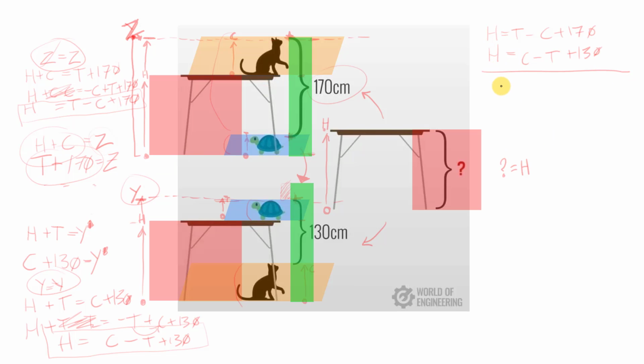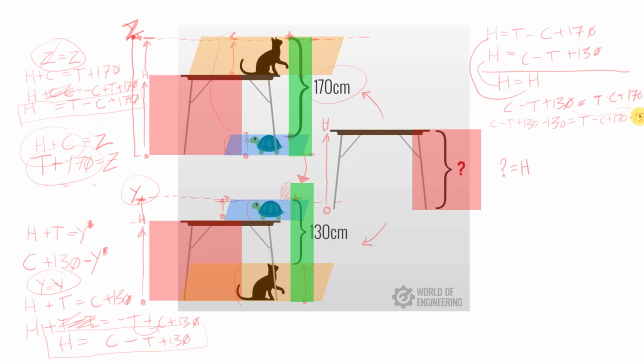So let's do h equals h, right? We see it right above. H equals h. Let's substitute. C minus t plus 130 equals t minus c plus 170. All right. Let's start to figure some of this stuff out. Let's move 130 over to the other side. So c minus t plus 130 minus 130 equals t minus c plus 170 minus 130.